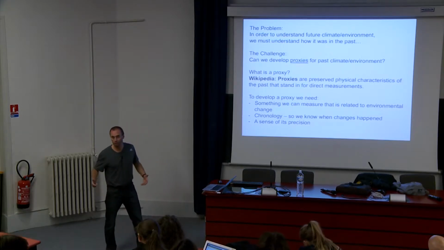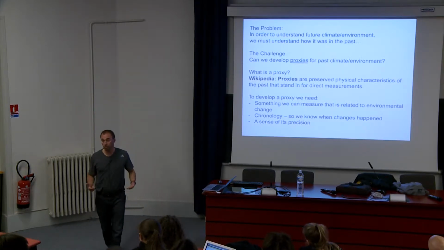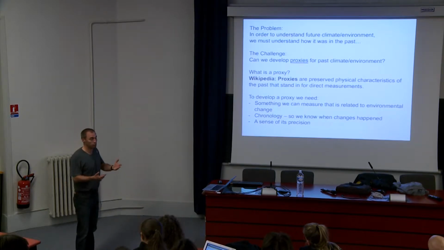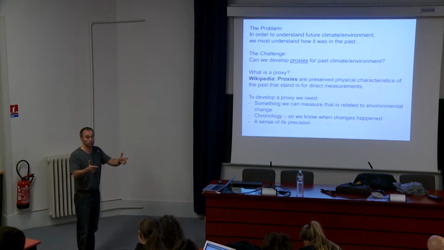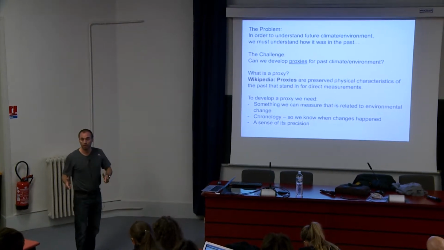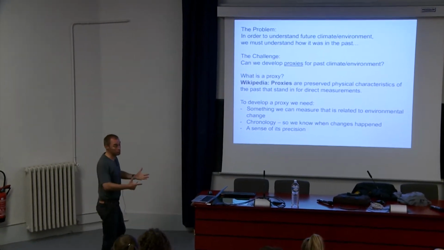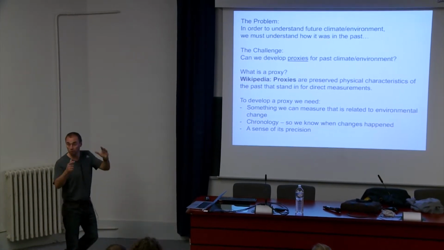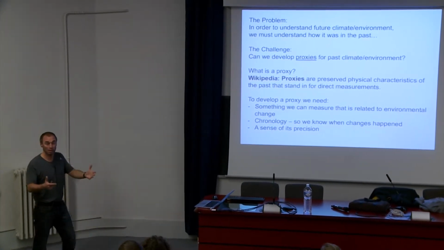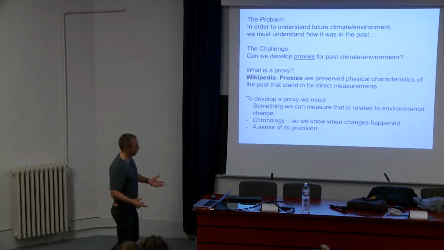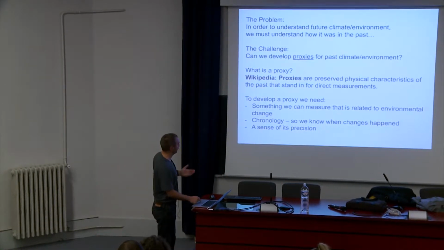There are many other things, depending on what the problem is, of course. But one other thing that you want is to have good coverage. So you want this proxy to be valid in many places, especially if it's a global problem like the climate. You want to have something that is available to measure in many different places, to have the coverage of it.